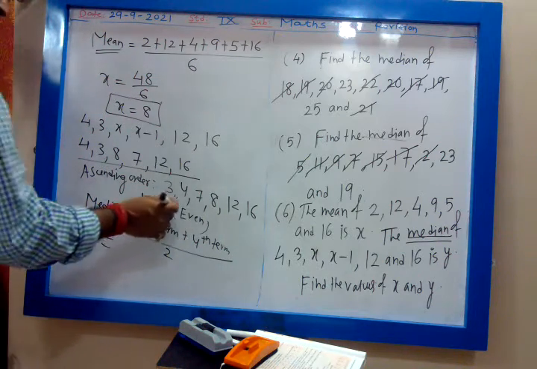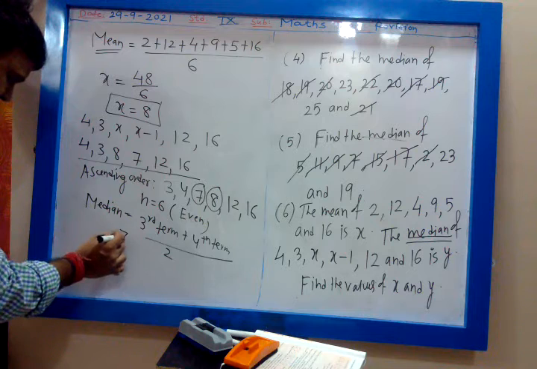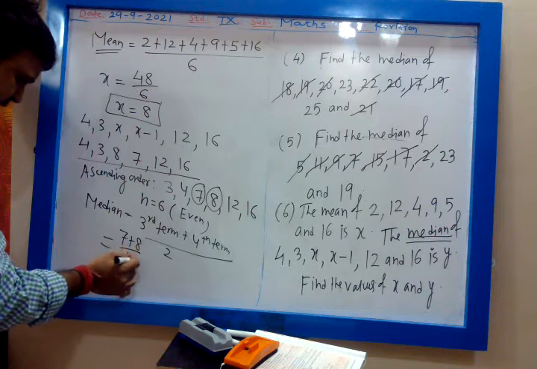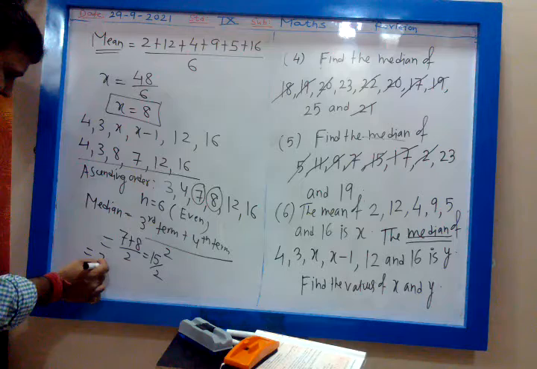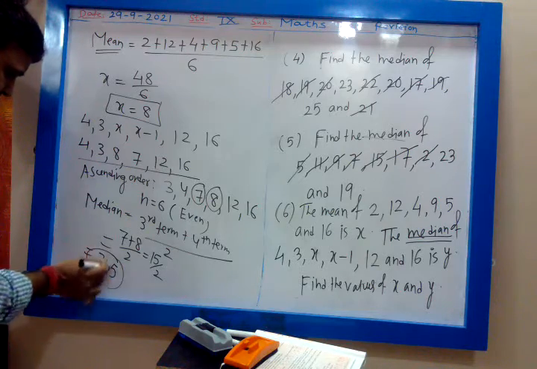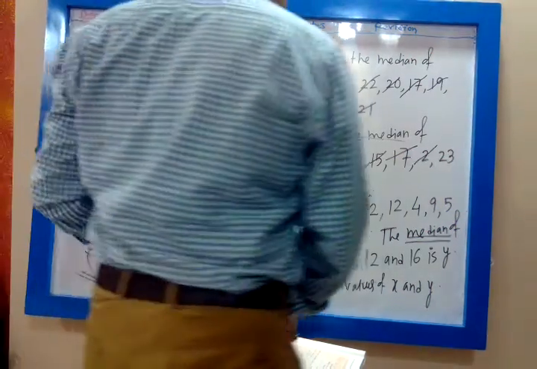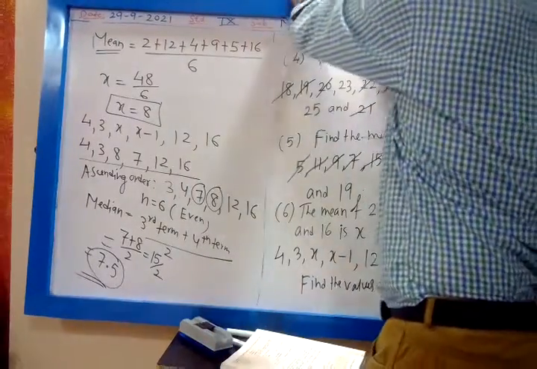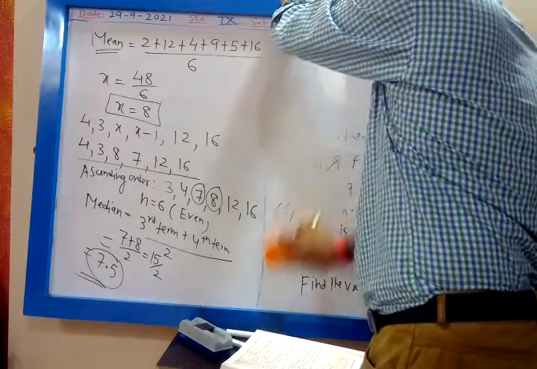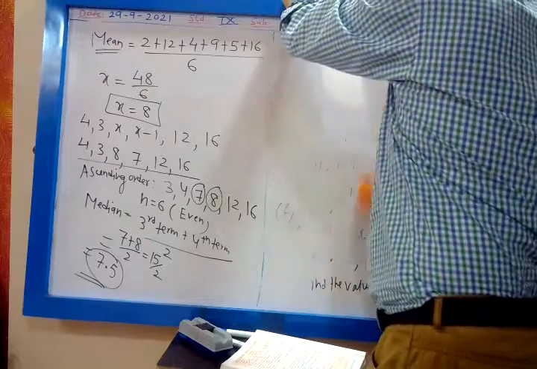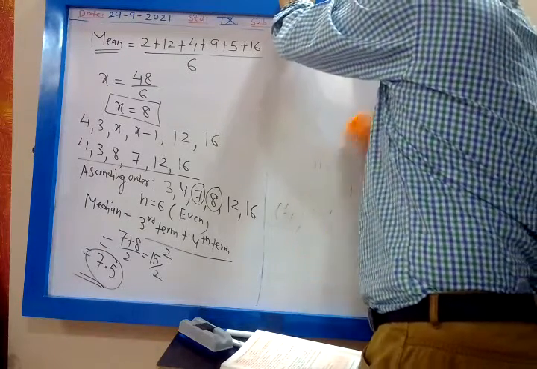What is the 3rd term? 7. 4th term 8. So 7 plus 8 divided by 2. That is 15 divided by 2. Answer is 7.5. Yes. What answer did all of you get? Same answer? Very good. 7.5. So median is 7.5.